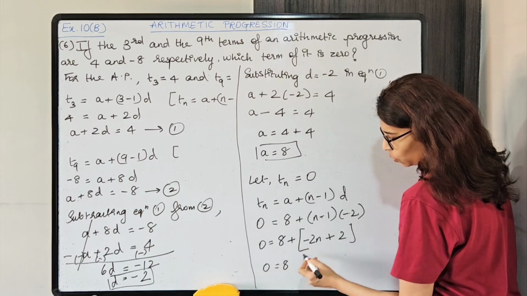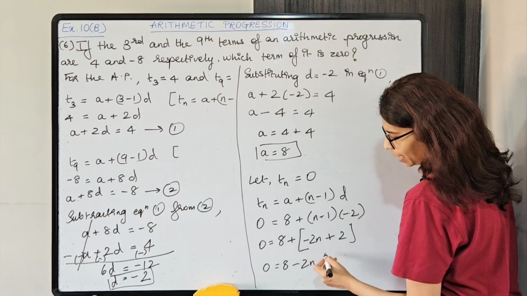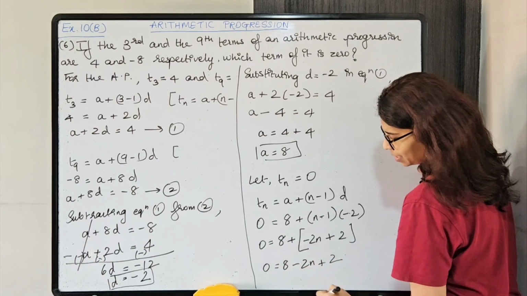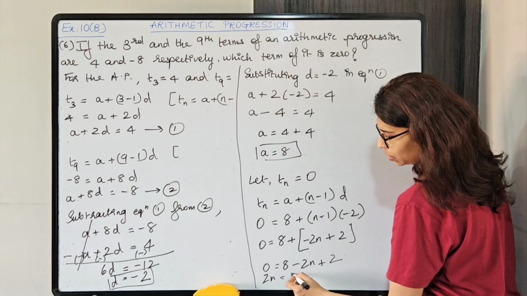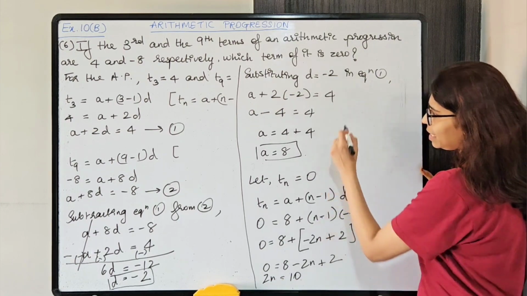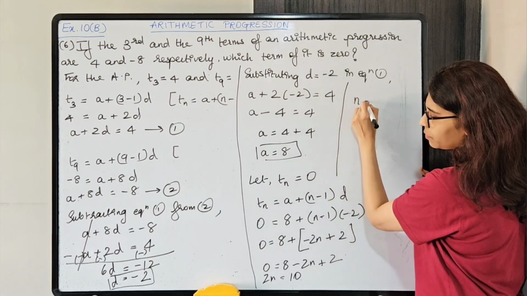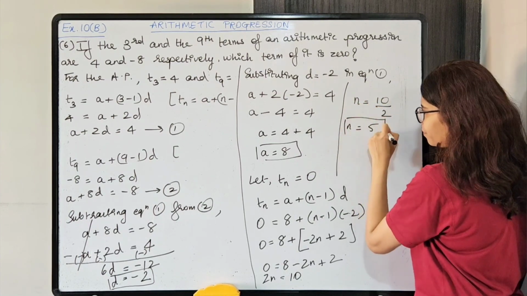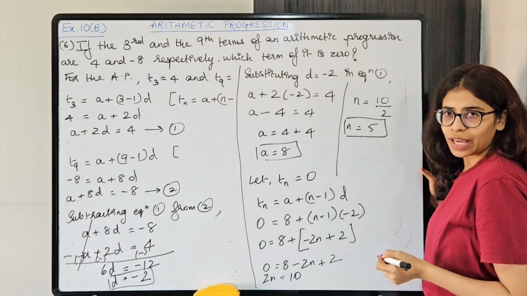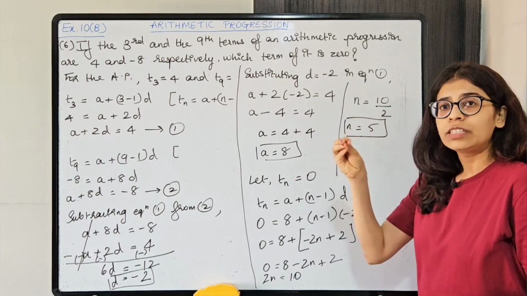8. Now minus 2n, opening the bracket, signs will remain the same because there is a plus sign outside. Shifting 2n on the other side, 2n is equal to 10. So n is equal to 10 by 2, that is 5. Box the value of n and write down the final statement.